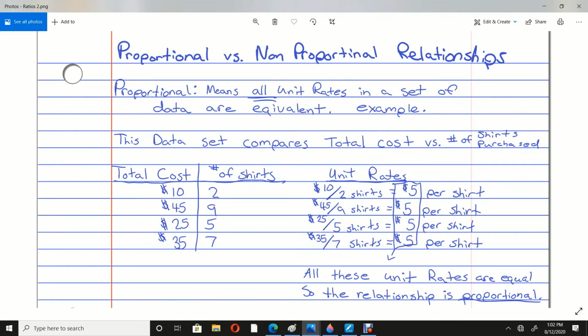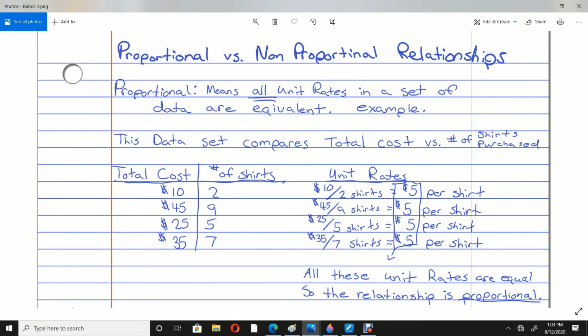The data set compares total cost versus the number of shirts purchased. So this is like a chart of a quantity of shirts that I purchased. If I bought 2 shirts, it cost $10. Bought 9 shirts, it cost $45. If I bought 5 shirts, it cost $25. 7 shirts cost $35. Fantastic.